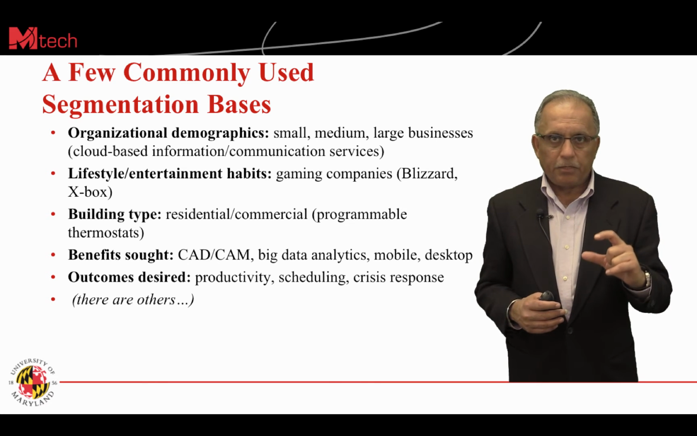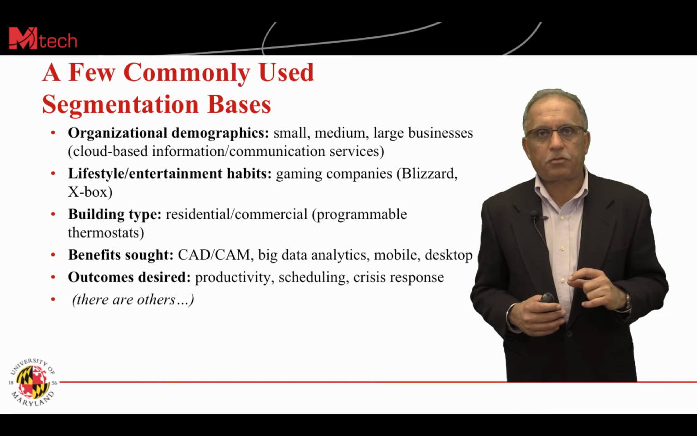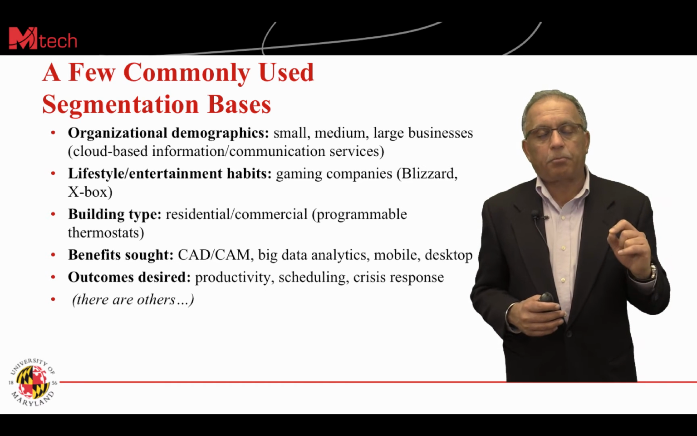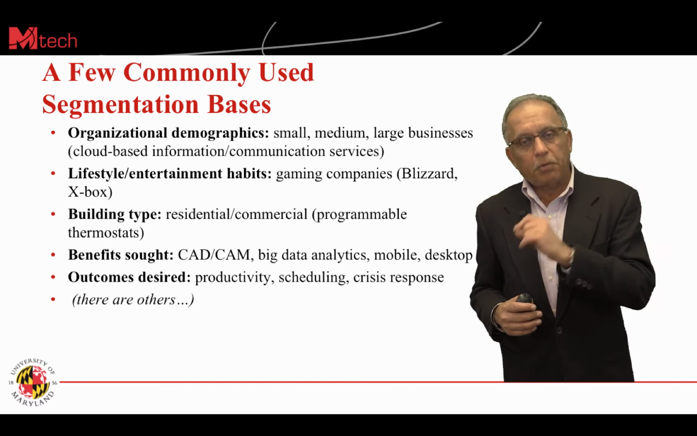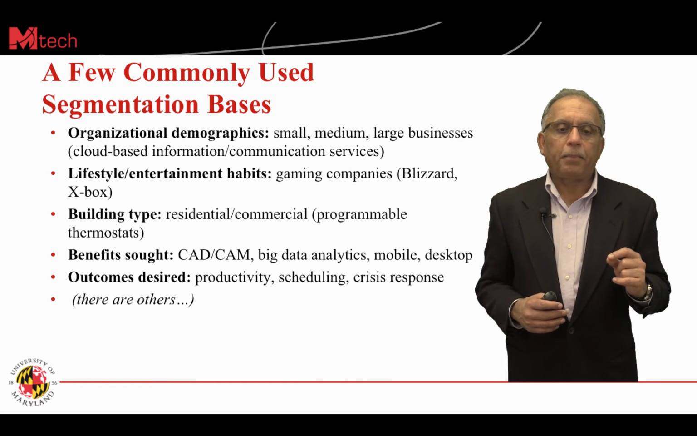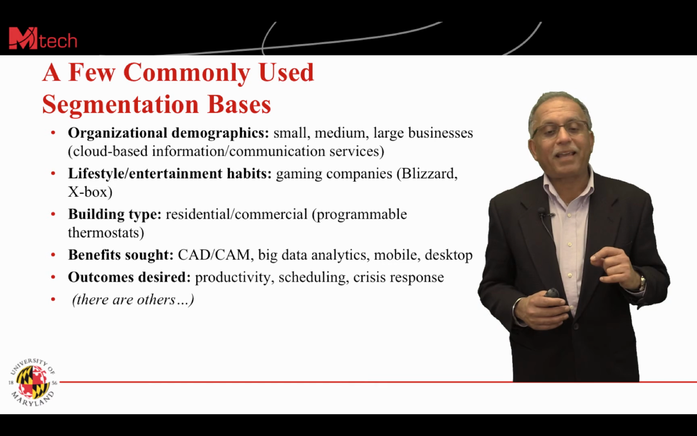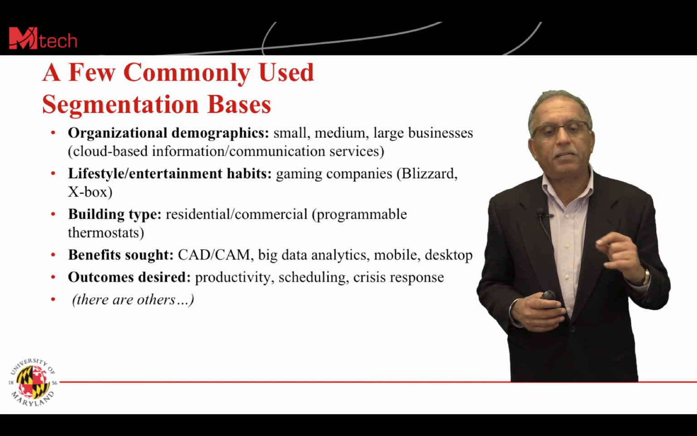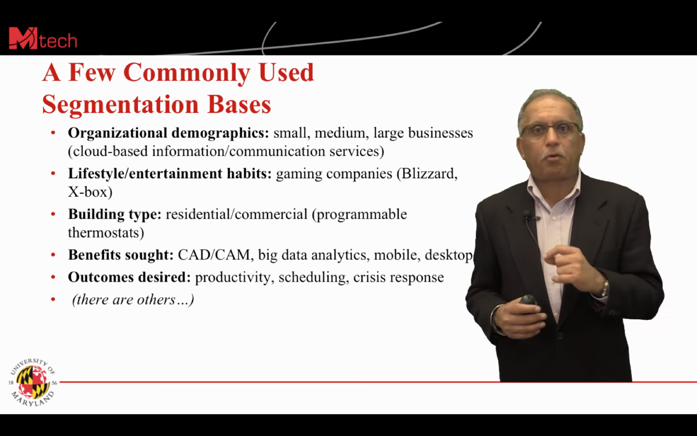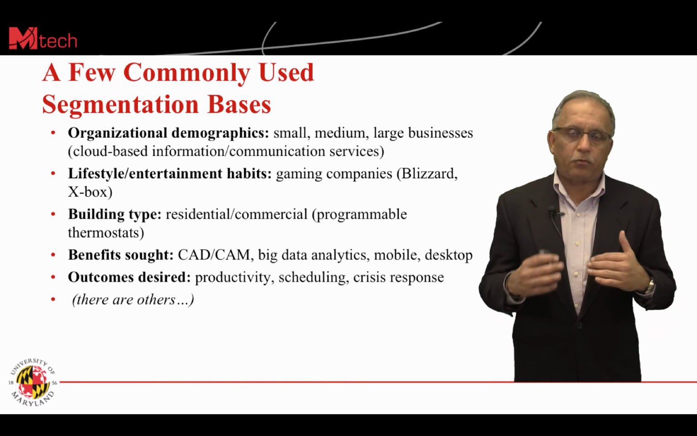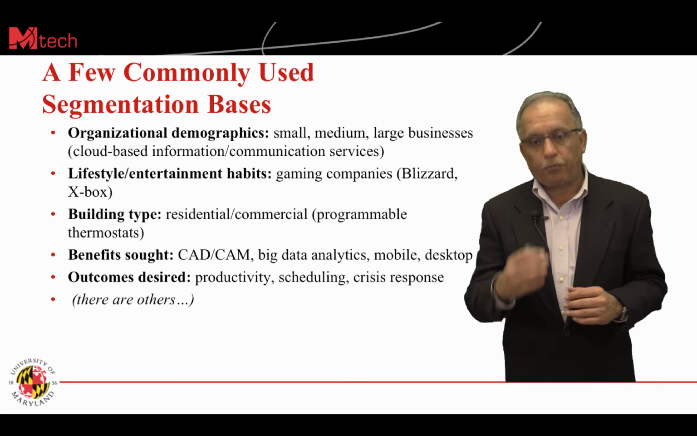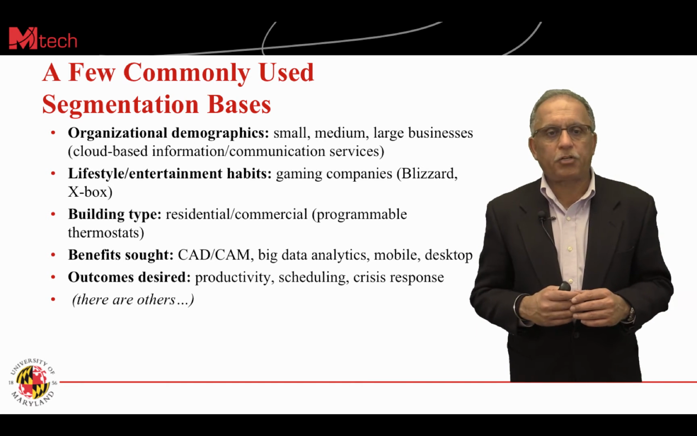My ability to appeal to customers is going to be very different when I am talking to residential buyers than when I'm talking to commercial buyers in a commercial building. The benefits sought, okay? Am I going for CAD/CAM capabilities? Am I going for big data analytics? Am I going for mobile solutions? Am I looking for a desktop application? All these kinds of issues determine the appropriateness of benefits as a segmentation criterion.